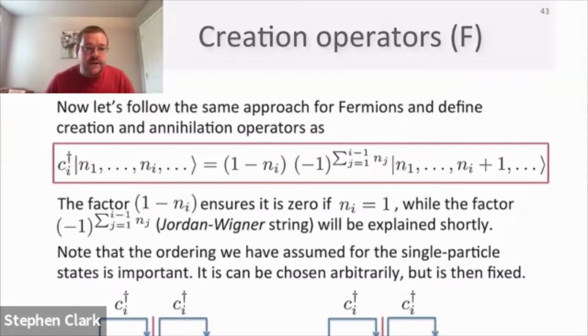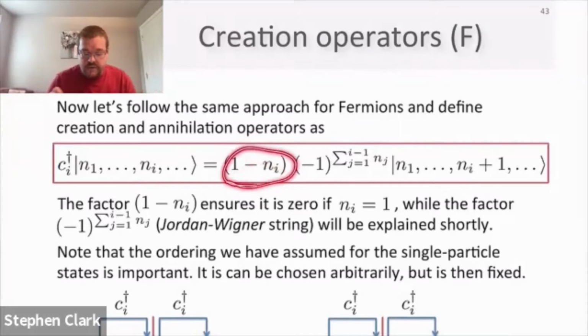And what do we expect it to do? Well, we expect it to act on a particular single particle state, the number of that state, and increase it by 1. But we know that you can only have ni equals 0 or 1, which means you can only add a particle if it didn't have one in it already. So there must be a factor of 1 minus ni in there. So this must vanish if there's already a particle in there, you can't add another one, so it must kill it.